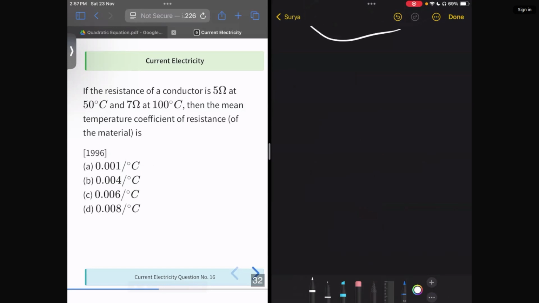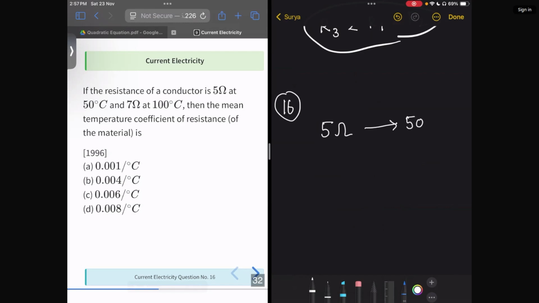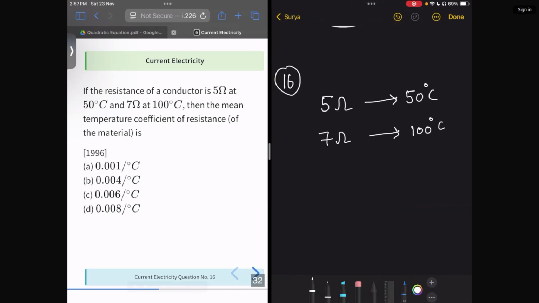So next question. If the resistance of a conductor is 5 ohm at 50 degrees centigrade and 7 ohm at 100 degrees centigrade, what is the mean temperature coefficient of resistance of the material? They are asking for the mean temperature coefficient. They have given the two temperatures, T2 is greater than T1.